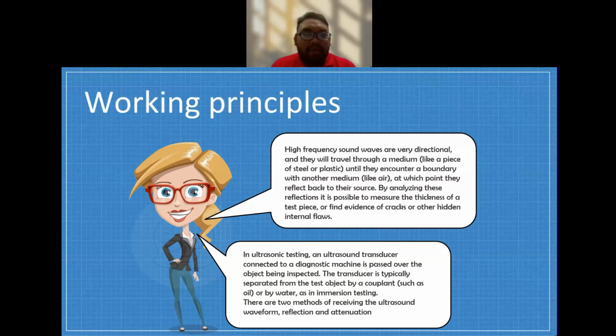The working principle of UT. In UT, an ultrasonic transducer connected to a diagnostic machine is passed over the object being inspected. The transducer is typically separated from the test object by a couplant, such as oil or water. As in immersion testing, there are two methods of receiving the ultrasound, which are waveform, reflection, and attenuation.